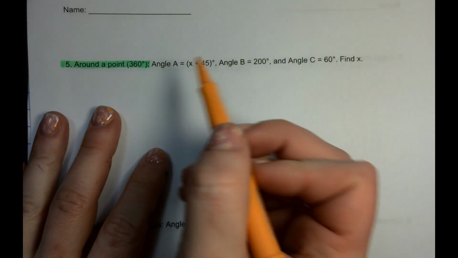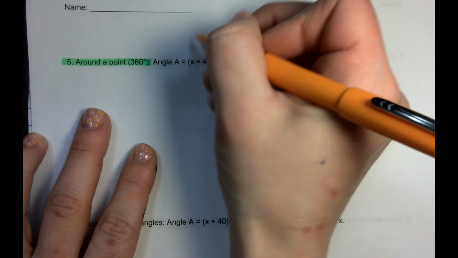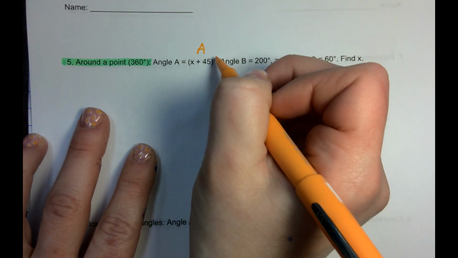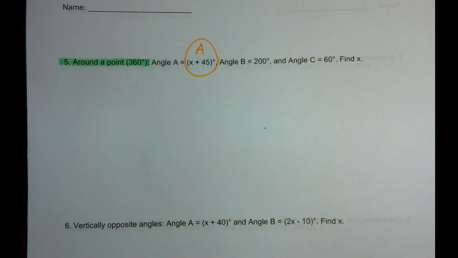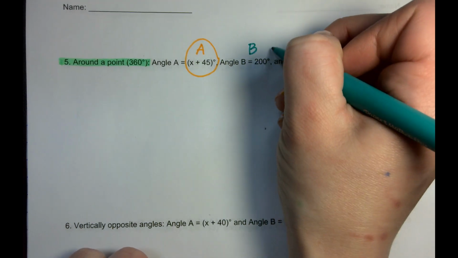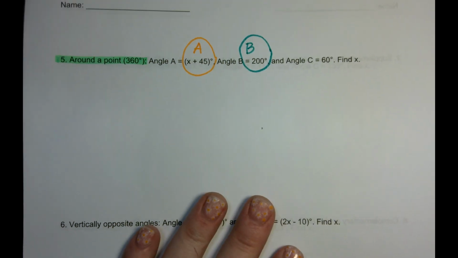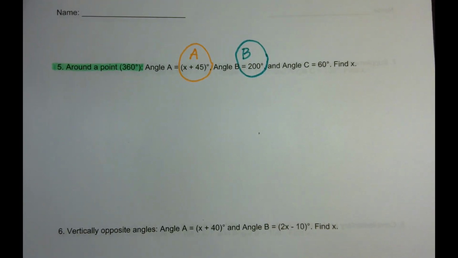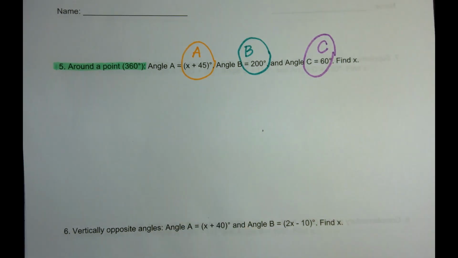Okay, let's see. We have angle A. That's x plus 45 degrees. Angle B, I'm going to use colors this time. I think that would maybe help. B is 200 degrees. And C is 60 degrees. Okay.